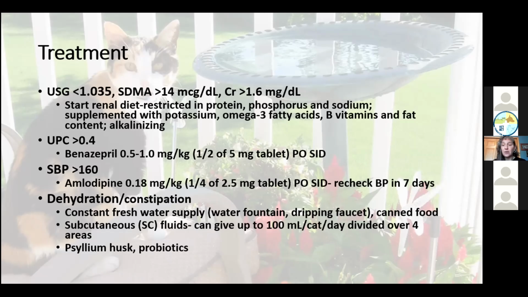For dehydration, which may be seen by constipation or tacky mucous membranes or prolonged skin tent, you want to make sure that the owner understands that this cat needs to drink more. It can't concentrate the urine, so it does have an obligatory polydipsia. So they have to have a constant fresh water supply.